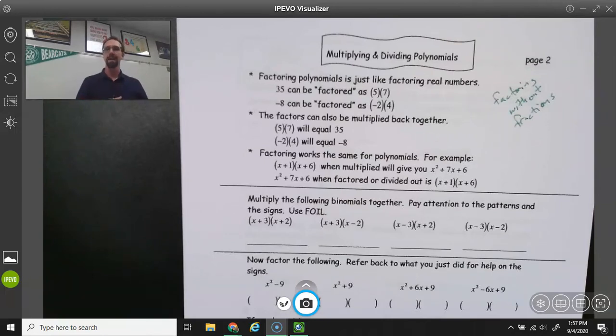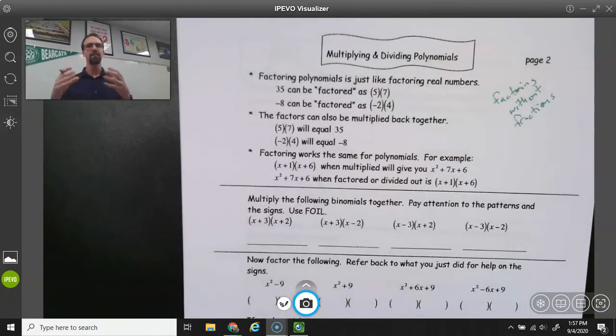Negative 8 can be factored as negative 2 and 4. When we multiply them back together, again, factoring is like division. To undo it, we would then multiply. So to multiply 5 and 7 gives us 35. Negative 2 and 4 gives us negative 8. And we also do the same with polynomials. So the idea here is that we're taking something that's chunked together, grouped together, that's more difficult. By factoring, we're actually making it easier to do something else. So I want you to get in this mindset of factoring helps us prepare the problem for the next thing.